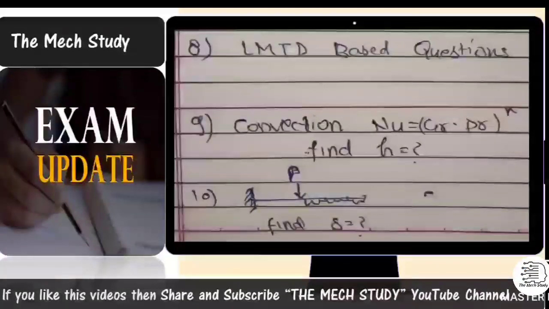The next question is related to convection, where they have given the Nusselt equation. They provide the basic details like Grashof and Prandtl number, and you need to calculate the heat transfer coefficient h. After that, the question we have received is a cantilever beam with a downward load and one static load, and you need to calculate the deflection.